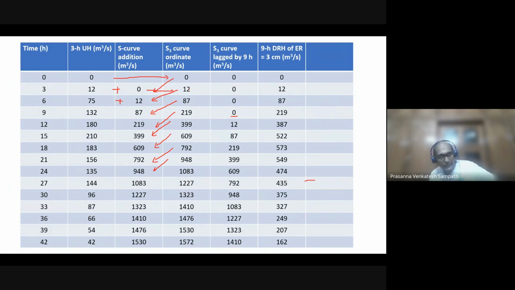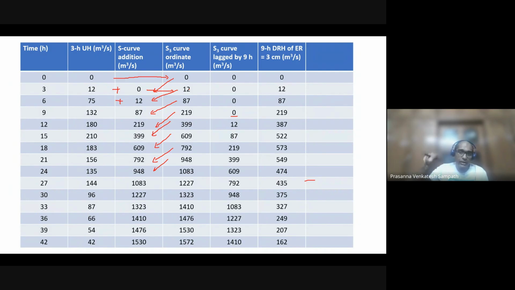So what I get when I subtract column 5 from column 4, I get 0, 12 minus 0, 87 minus 0, 219 minus 0. Up to that time, it's all the same as column number 4. Then 319 minus 12, 609 minus 87, and so on. I get the direct runoff hydrograph.